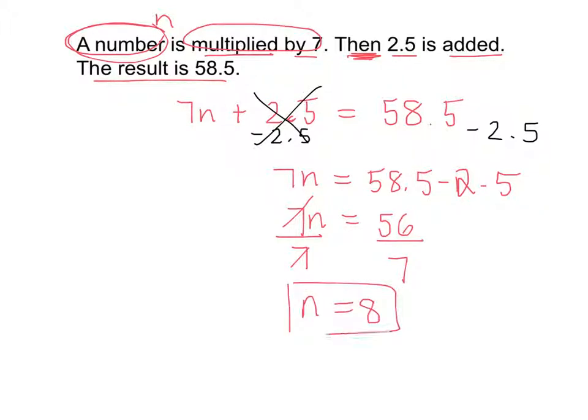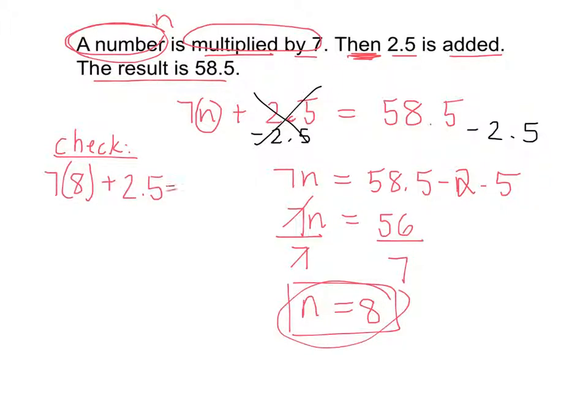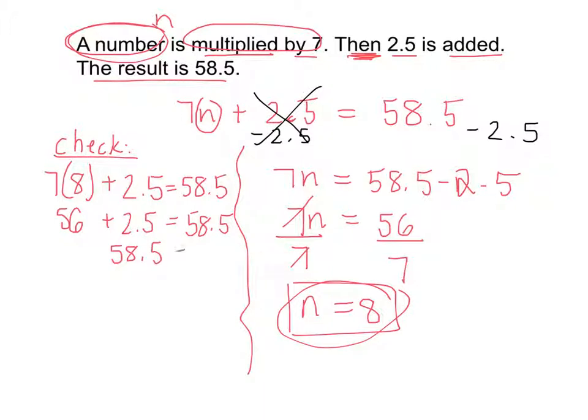Good. Okay, let's check this one. 7 times a number. We think that number is 8. So 7 times 8 plus 2.5 should give us 58.5. What's 7 times 8? 56 plus 2.5. 56 plus 2.5 is 58.5. Both sides balance, so that has to be correct.